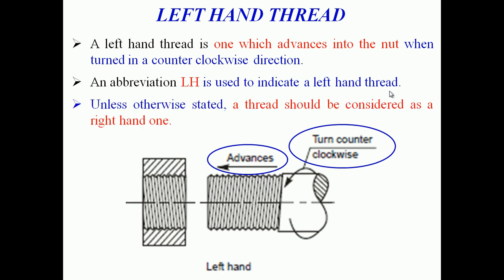Unless otherwise stated, a thread should be considered as a right hand one. So please make a note of it. If it is denoted as LH, then only it's a left hand thread. Otherwise, it should be considered as a right hand thread.